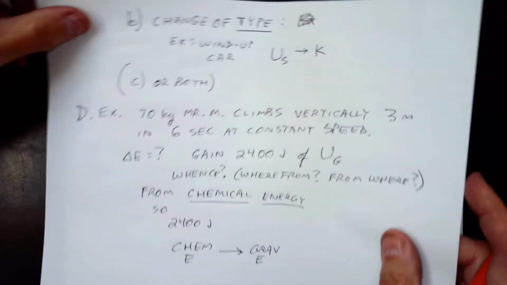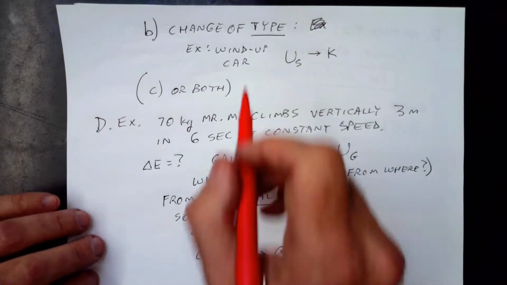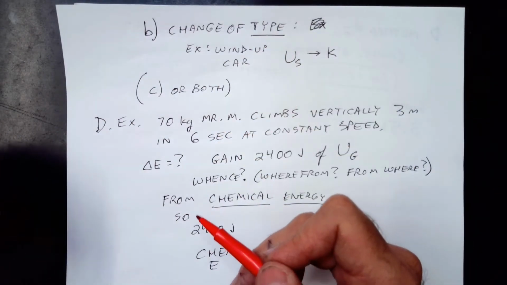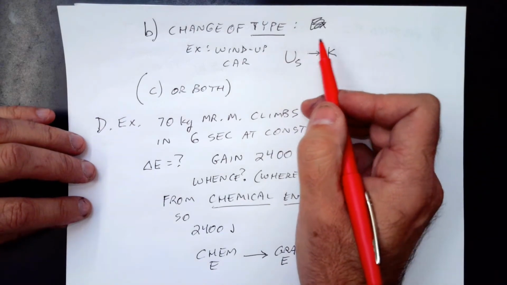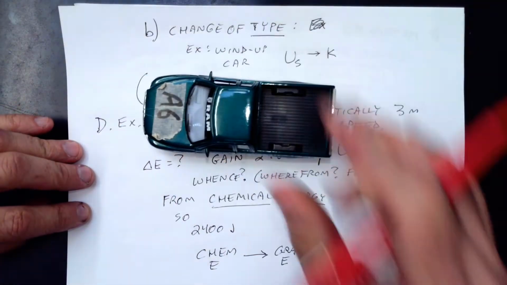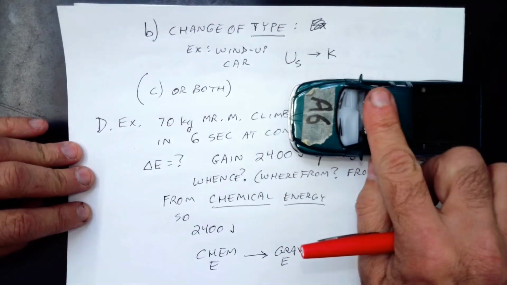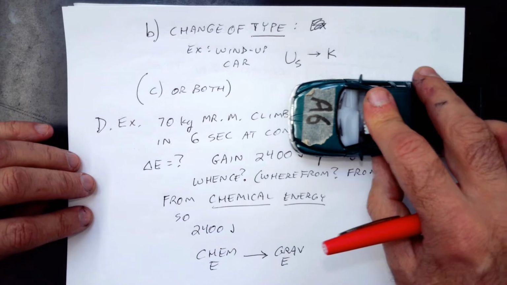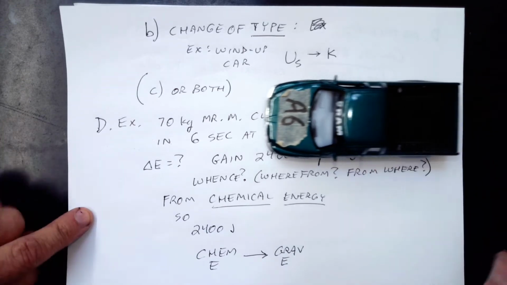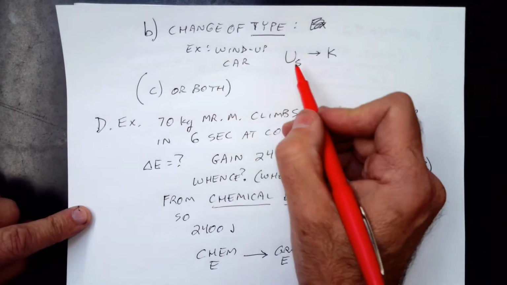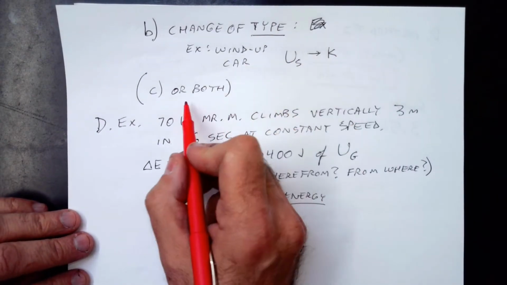The second way we can have a change of energy is a change of type, possibly within the same object. Not necessarily a transfer from one object to another, but a change of type within an object. For example, this wind-up car. I back it up, and it acquires elastic energy because it has a spring inside. And when I release it, that elastic energy changes into kinetic energy. So that's my example, elastic energy changing into kinetic.